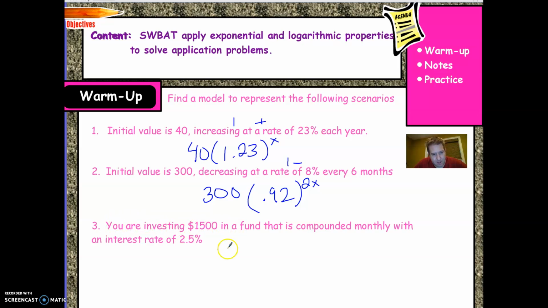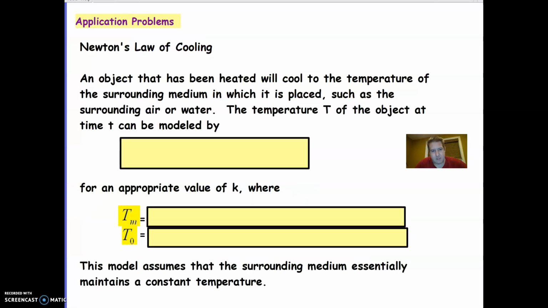You are investing $1,500 in a fund that is compounded monthly with an interest rate of 2.5%. So that's 1,500 times 1 plus 0.025 divided by 12 because it's monthly, 12 times a year, and then to the 12 times x amount of years. We don't know the amount of years. And there you go. There's a model that represents each one of those equations.